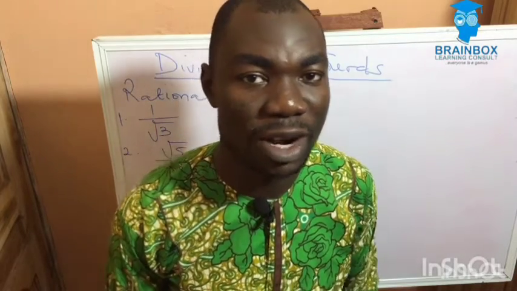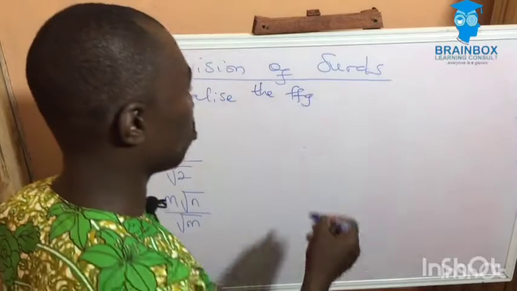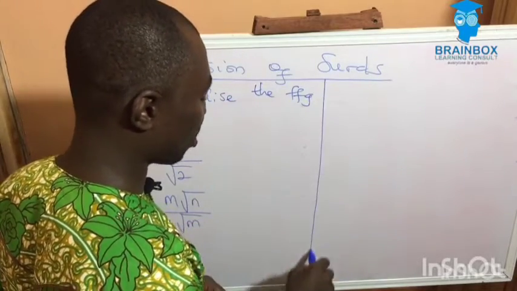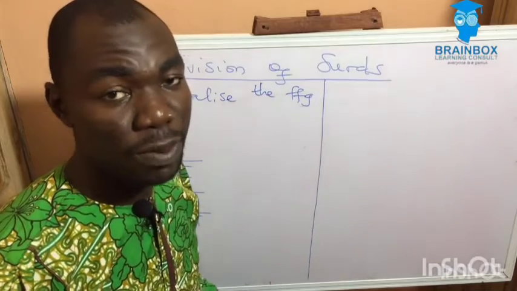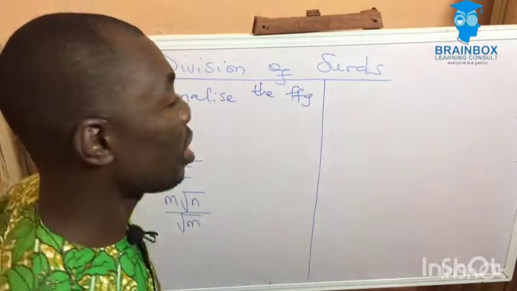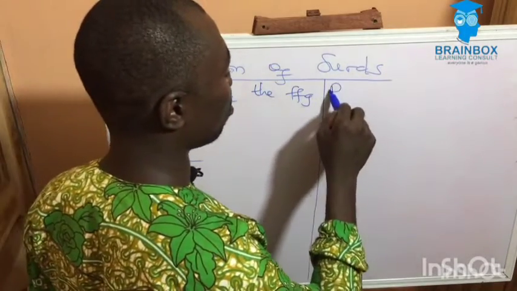For some time now, we've been talking about surds, and today we'll be focusing on division of surds. When it comes to division of surds, one thing you need to know is called rationalization of surds. We need to see how we can rationalize surds. If you don't understand rationalization of surds, you won't be able to divide surds. So what do we actually mean by rationalization of surds? Before we go into division of surds properly, let me talk about it.